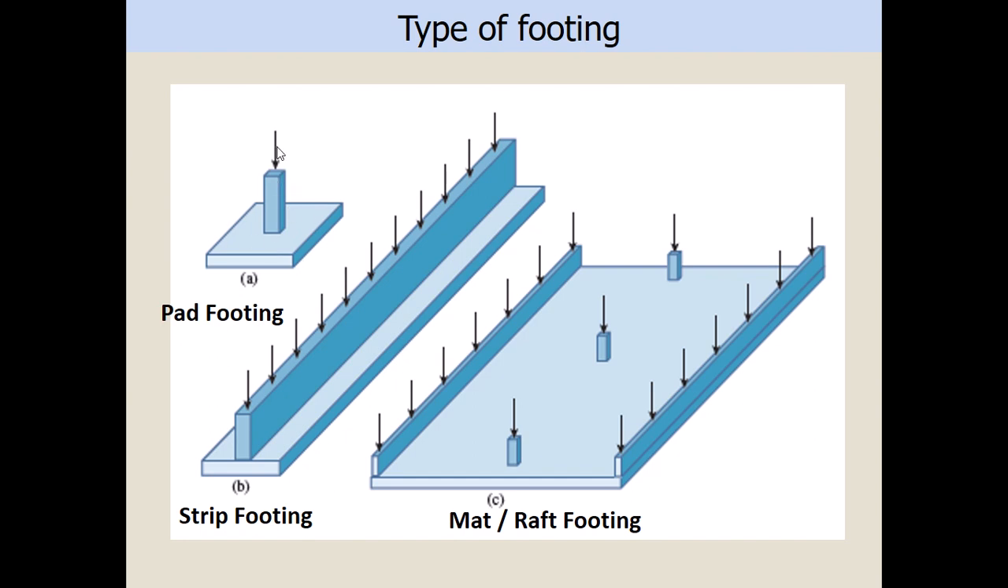One footing supports one column. One column and one footing, so we call that a pad footing. This is the simplest one. And also we have strip footing, where the length is more than the width. For example, if you want to construct a retaining wall, this is the type of strip footing, right?